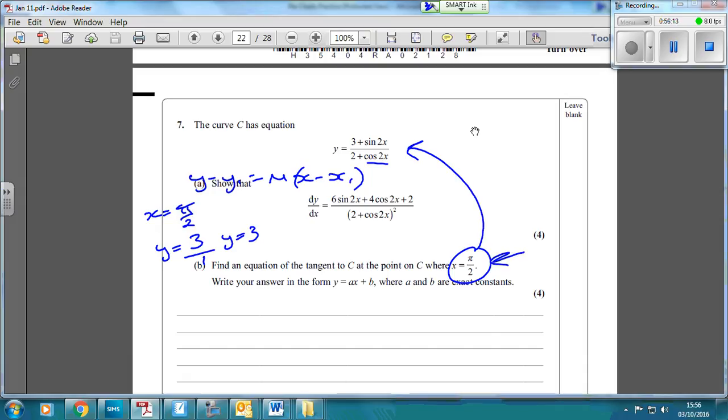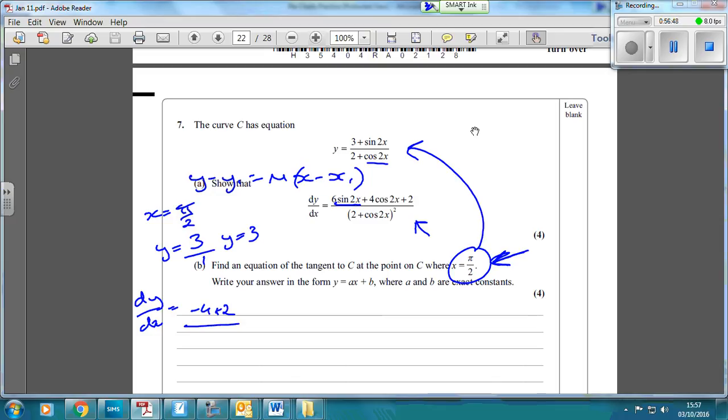We've then got to substitute this into our gradient function here. That'll get us a gradient. So dy by dx equals, and we substitute that in. So sine of 180 is going to be 0, so that's going to go to 0. And for cos 2x, that's going to be 2 lots of our x, which is going to be 180, so cos 180 is going to be minus 1, so it's going to be minus 4 plus 2.